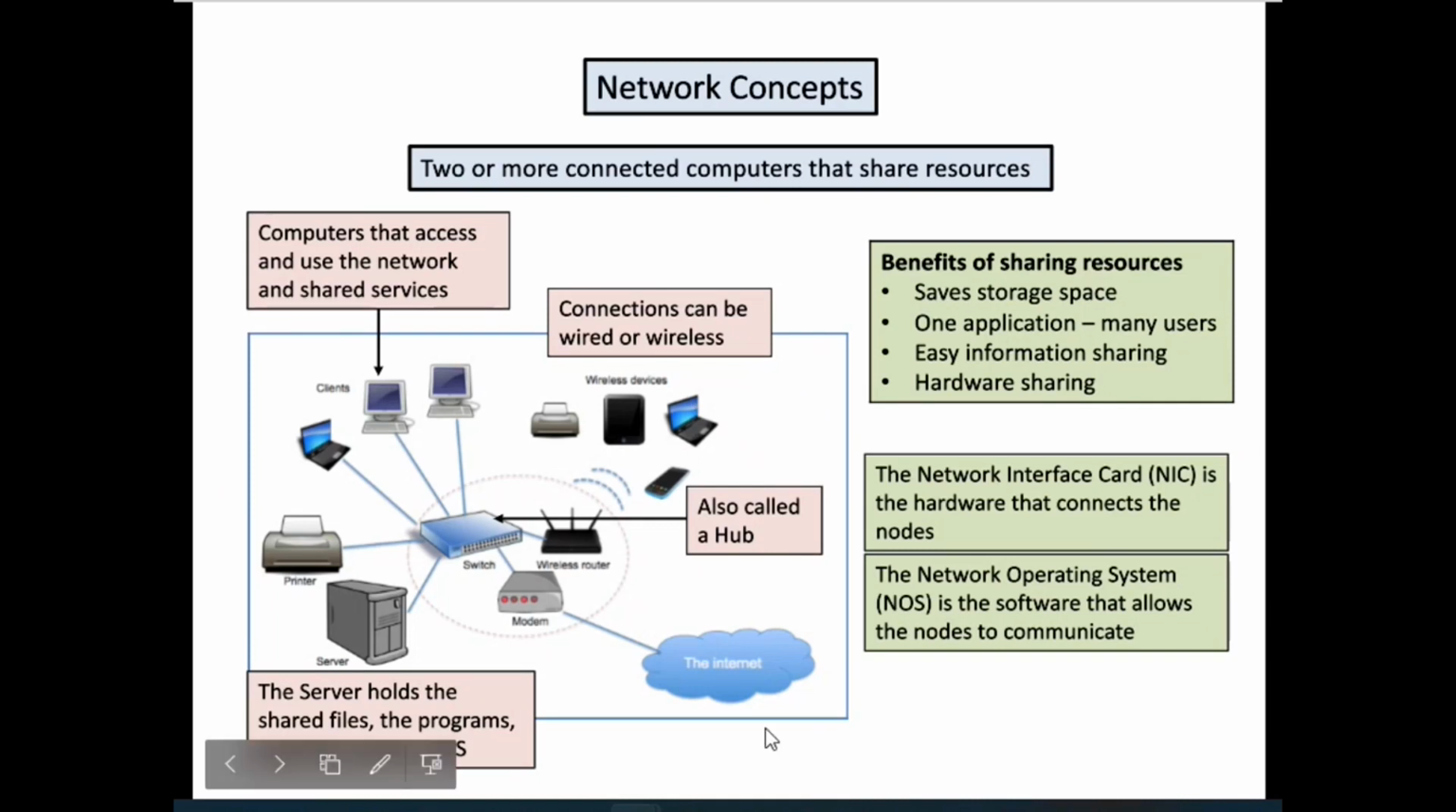So this little figure that you have here, you're not going to be asked to draw it, okay? But you must understand the concepts that are involved. So what are the benefits of sharing resources? Well, it's safe storage space. You can have many users on one application. It's easy to share information, and it is easy to share hardware.